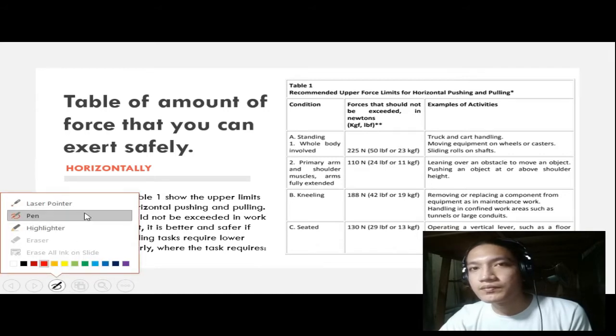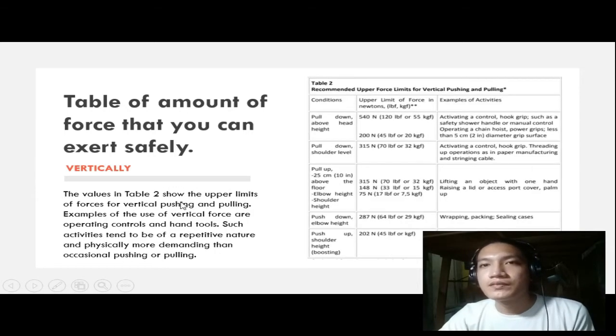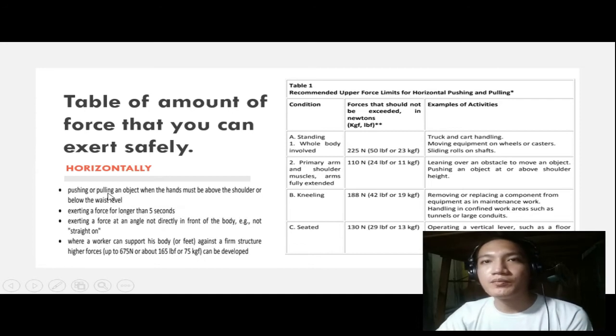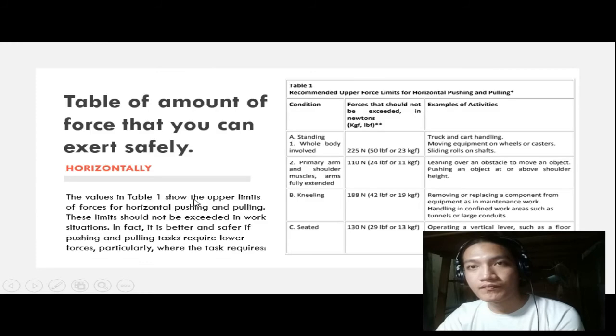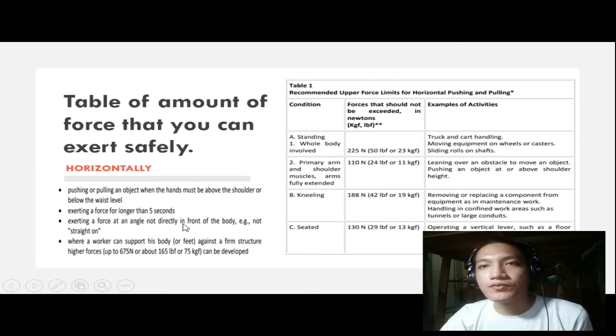So, pushing or pulling an object when the hands must be above the shoulder or below waist level. Exerting a force for longer than 5 seconds. Exerting a force at an angle not directly in front of the body, not straight on.